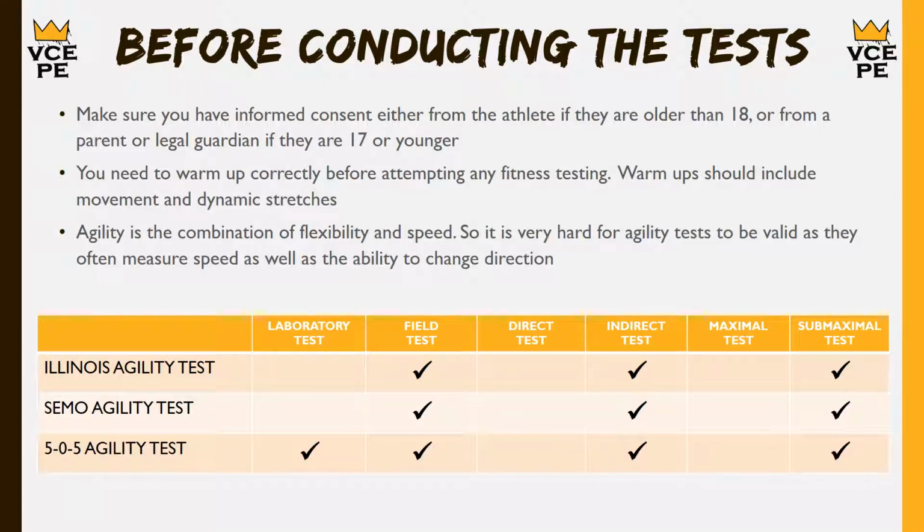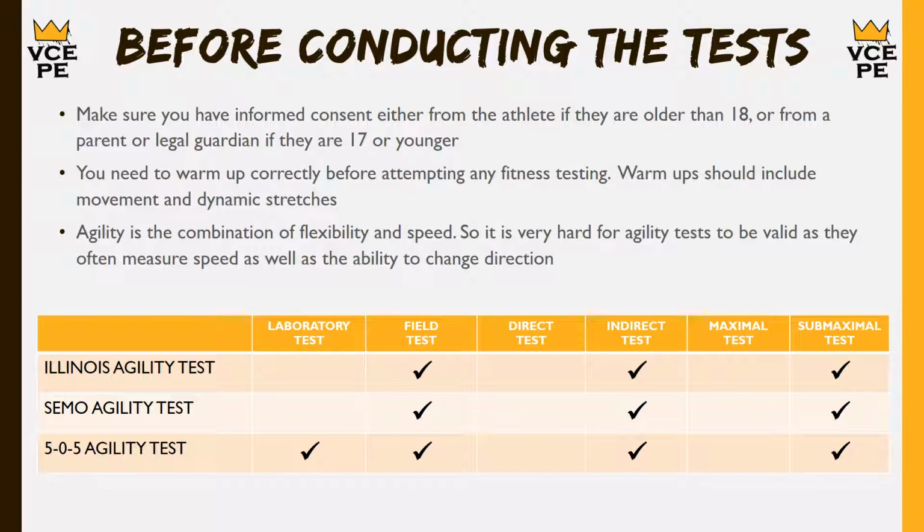So the three tests that we're going to be looking at today are the Illinois Agility Test, the SEMO Agility Test, and the 505 Agility Test. You can quickly see on the table there that we've looked at what each test involves. We're looking at laboratory tests: are they performed in a laboratory, or can they be performed in a laboratory compared to a field test? We're looking at direct tests or indirect tests, and maximal tests and sub-maximal tests. So you can see the boxes that are ticked there.